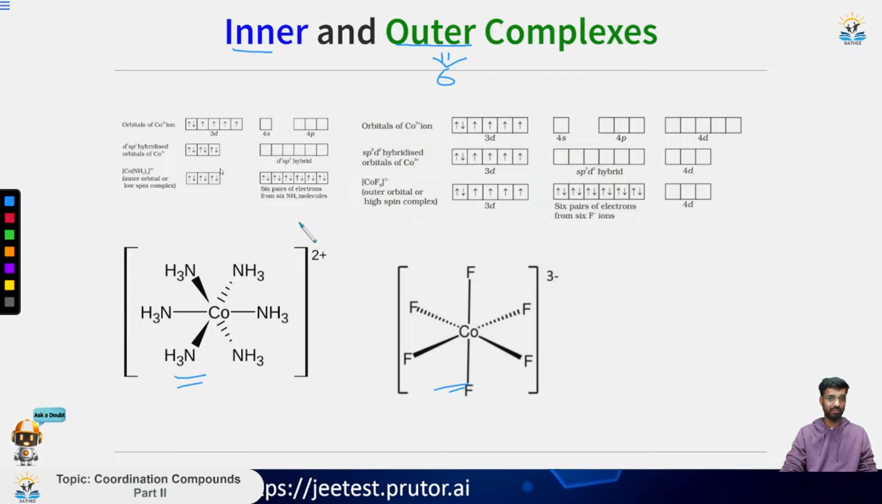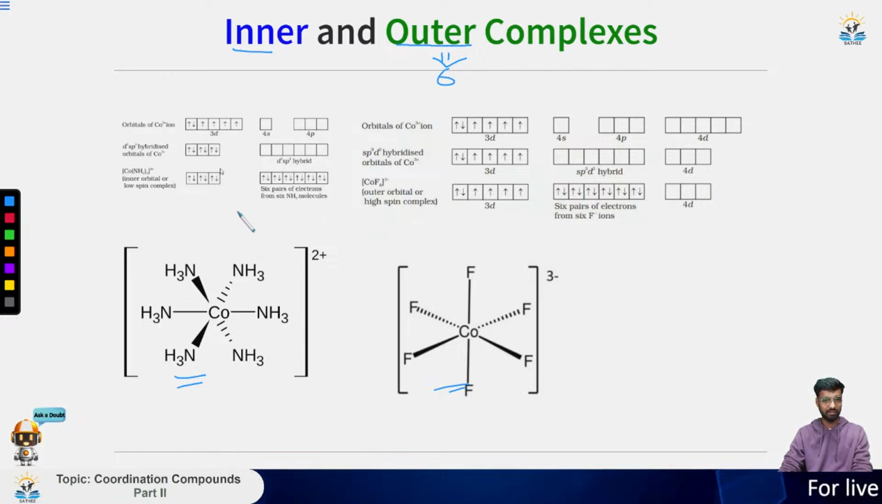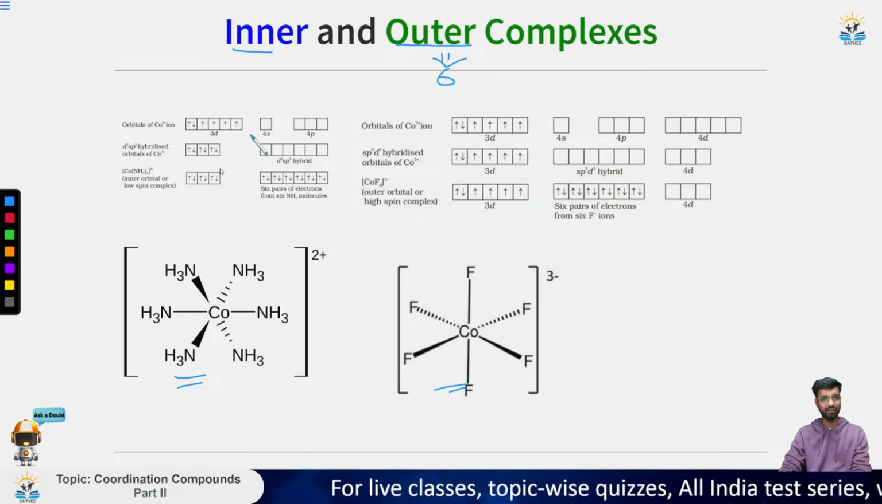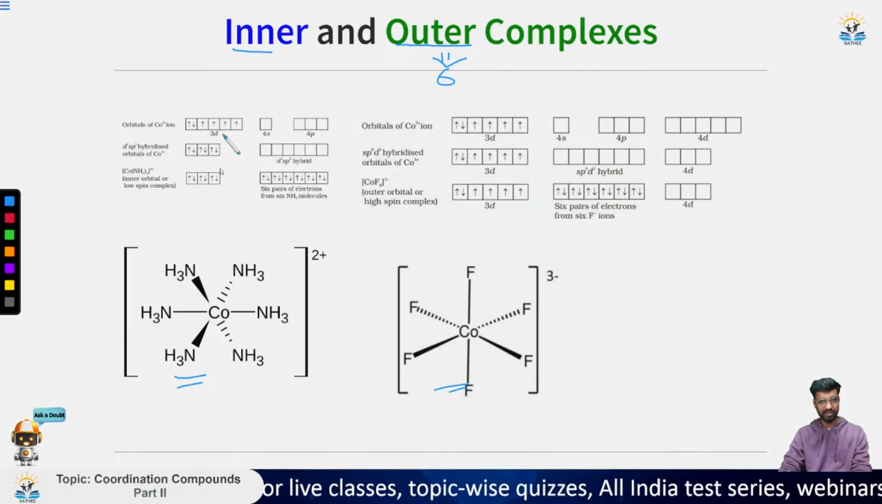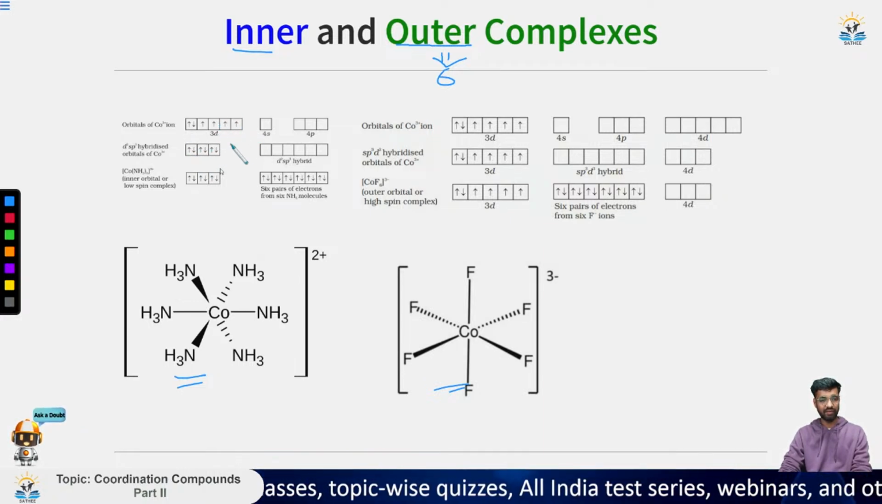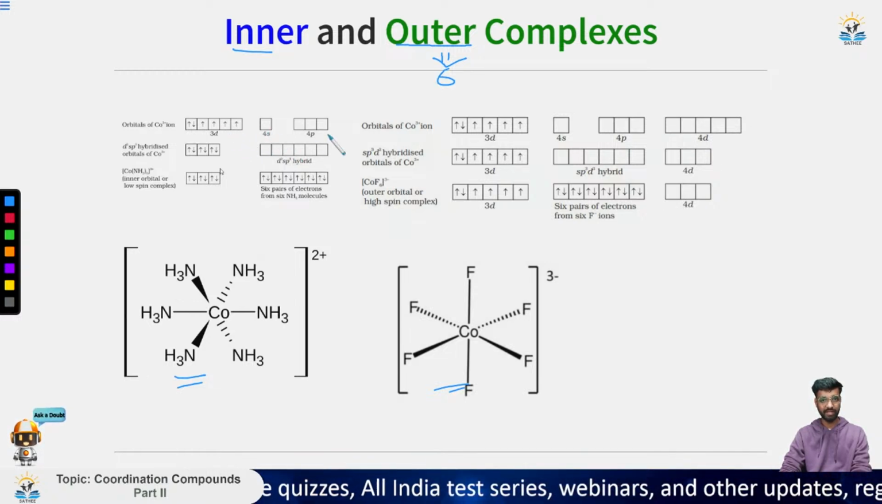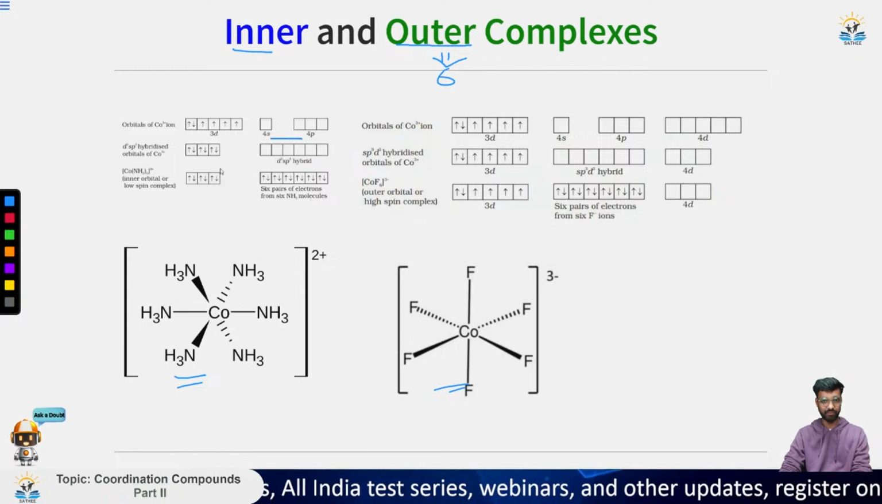What happens in an inner complex is that we have the case of pairing. When the ligand approaches, we are taking the example of Co(NH3)6 3 plus. Whenever NH3 approaches this Co3 plus, the electrons that are present become paired, and we have leftover orbitals: 2d, 1s, and 3p orbitals.